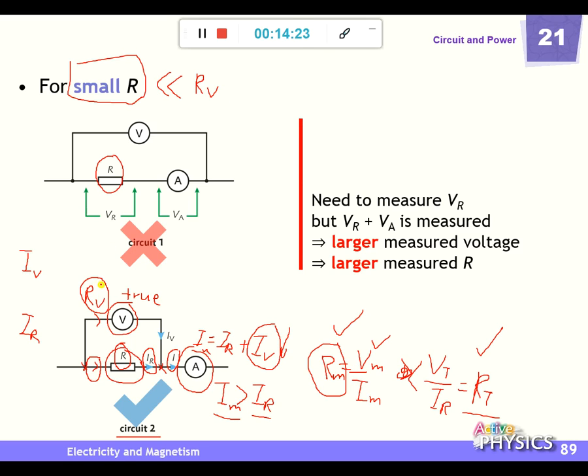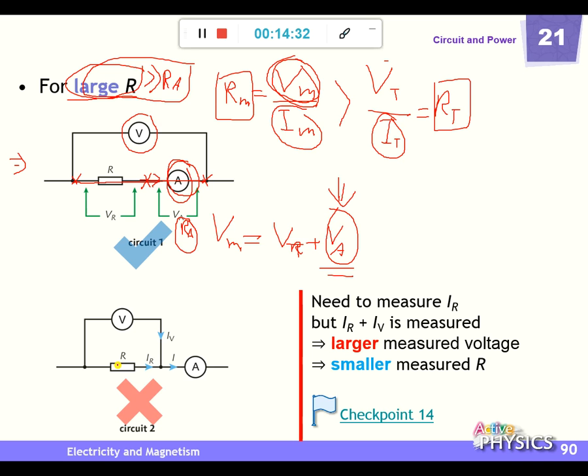Okay, because if this RV is very large compared with R, then most of the current will pass through R. Then you should remember this, because this one is the practical one. And in examination, this one is the long question. It asks you why you should choose circuit 1 or circuit 2, and if I choose circuit 1, then what will happen? In the exercise, I will show you the other thing.